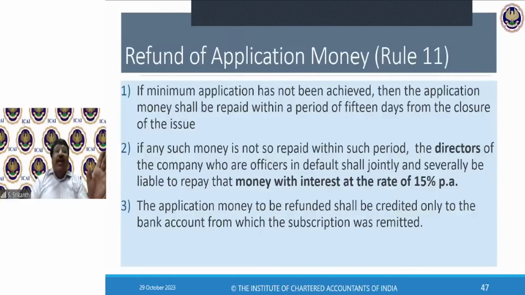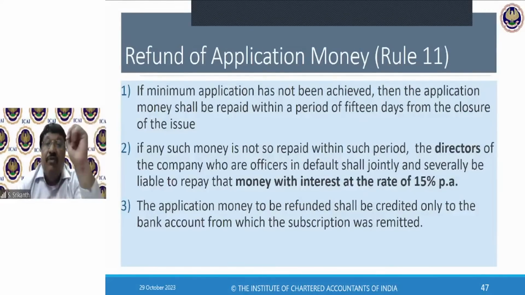Beyond 15 days, okay? If this money is not repaid within that period, the directors of the company who are officers in default shall jointly and severally be liable to repay that money. Not the company. Please note it, my dear friends. The company is not liable. The directors and officers in default shall jointly and severally be liable to repay that money with interest at 15% per annum, which is huge, killing interest.